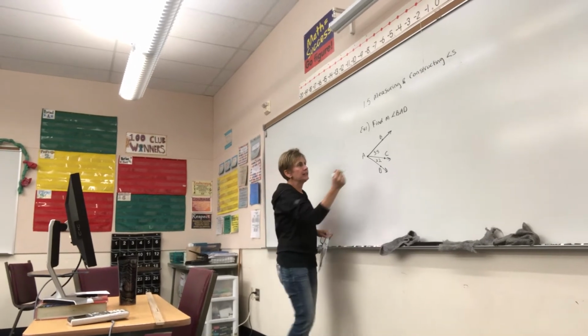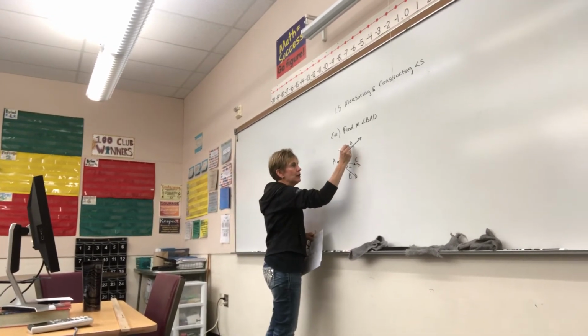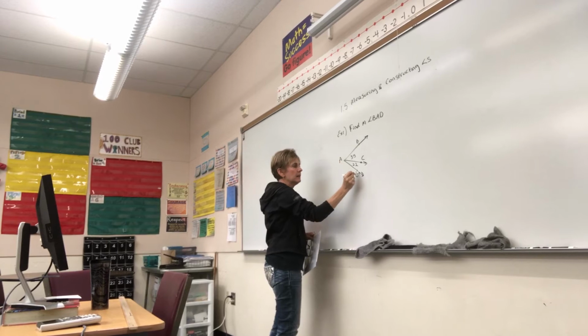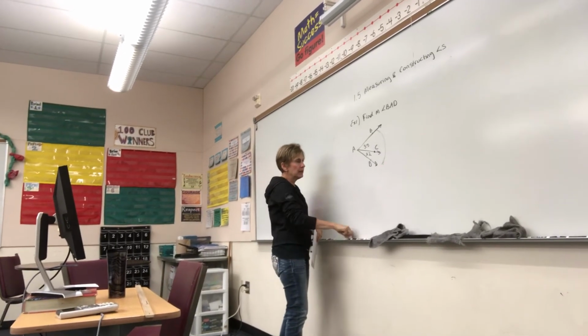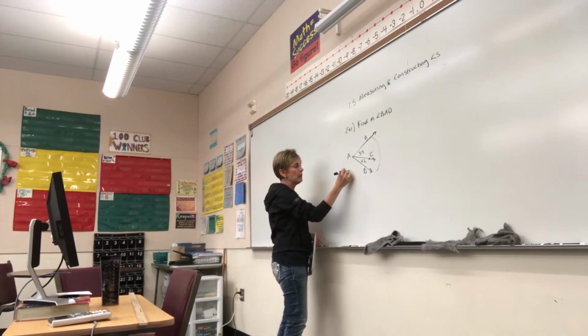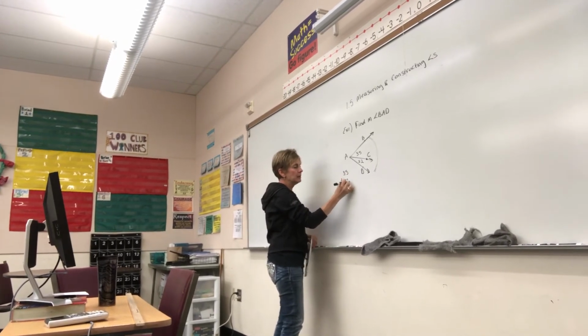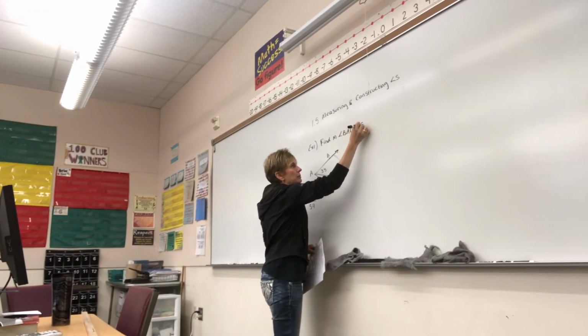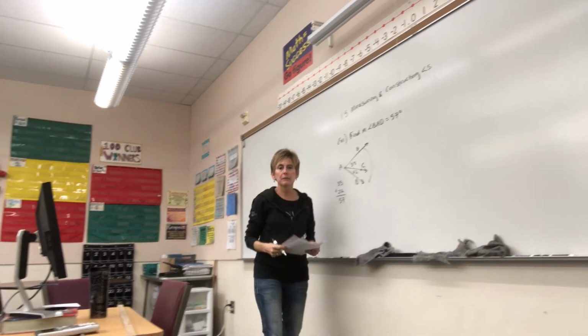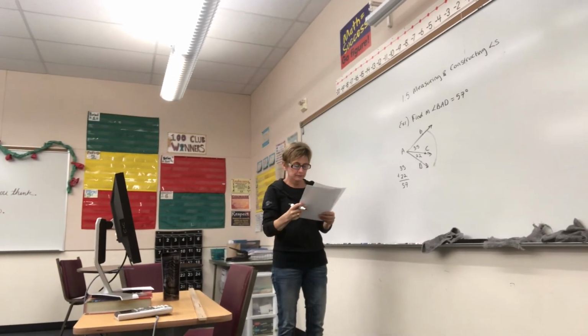So if we trace out angle BAD, if we go from B to A to D, we can see it's this whole angle right here. So to get the measure of that angle, we're going to add the 2 smaller ones, 35 plus 22, and get 57. So the answer would be 57 degrees. That would be the measure of angle BAD.